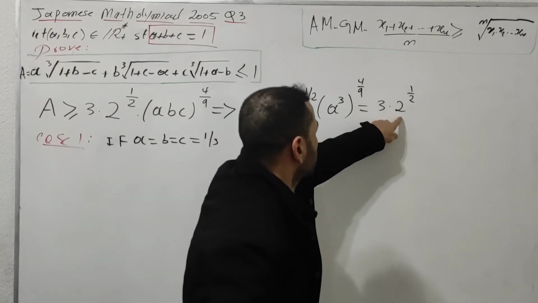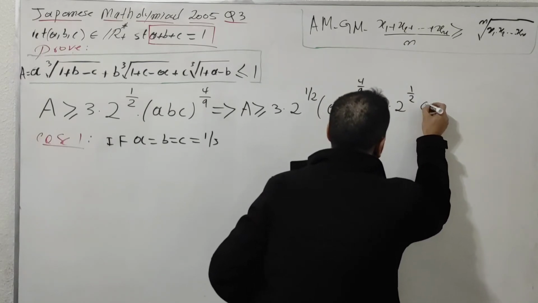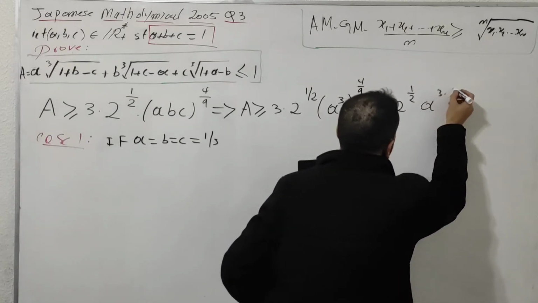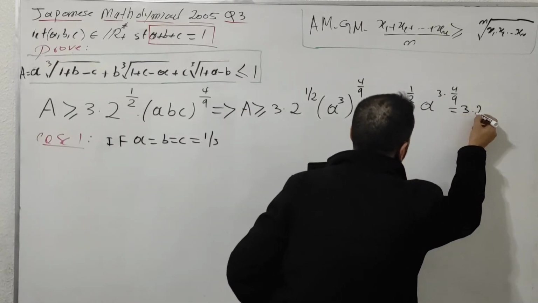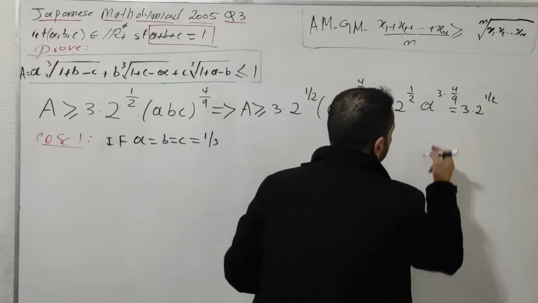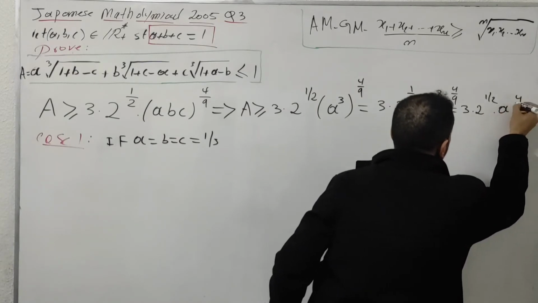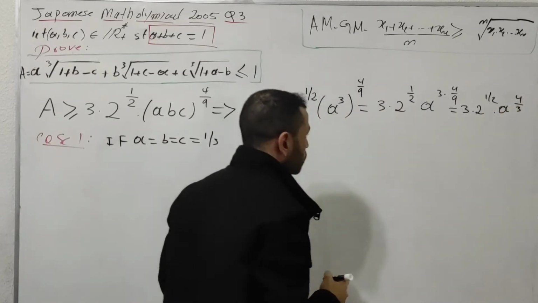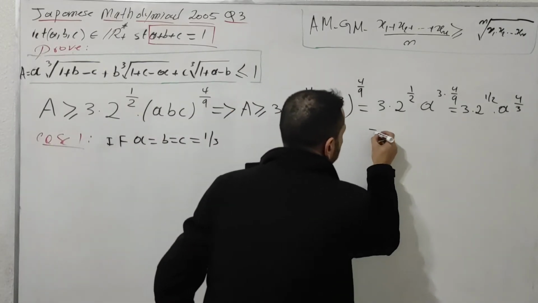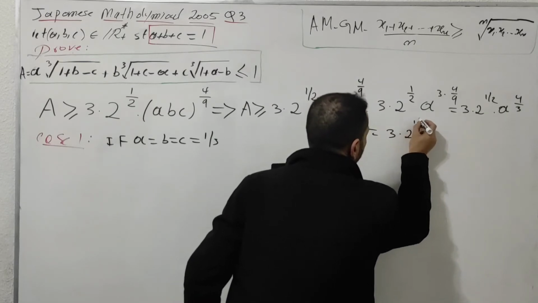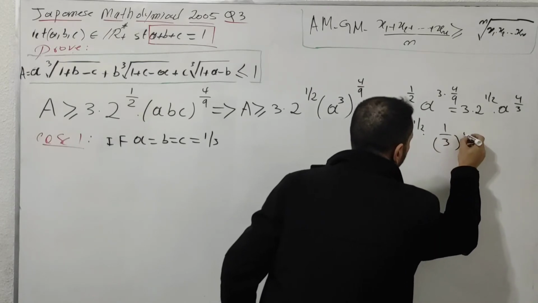This one becomes 3 multiplied by 2 to the 1 over 2. I'm going to simplify this one. I will get A to the 3 multiplied by 4 over 9. By cancelling out the number 3 from the exponent, I will get A to the 4 over 3. By replacing A with a third, I will get 3 multiplied by 2 to the 1 over 2 multiplied by 1 over 3 to the 4 over 3.